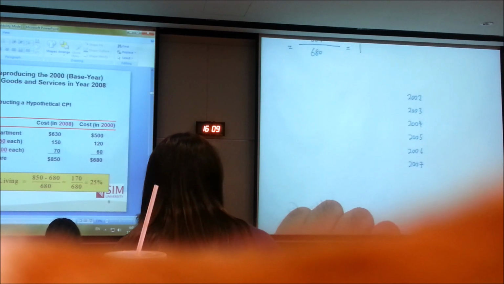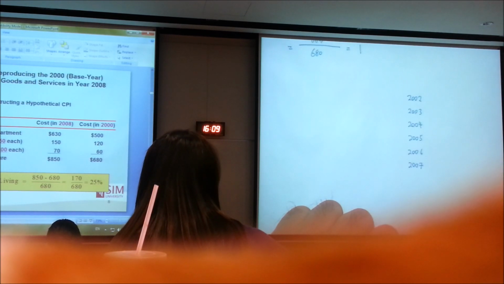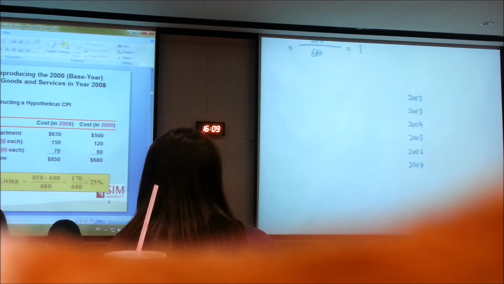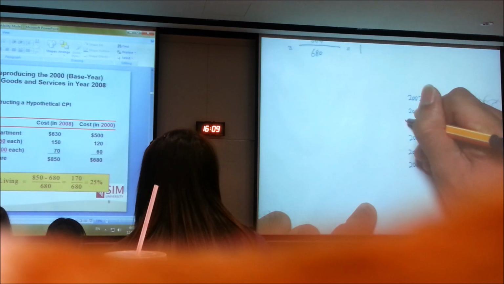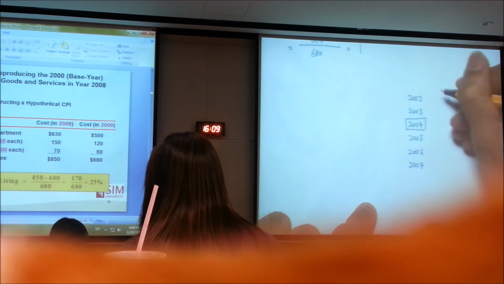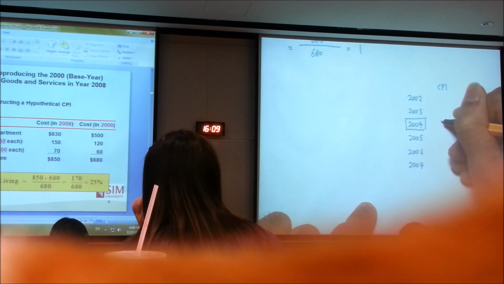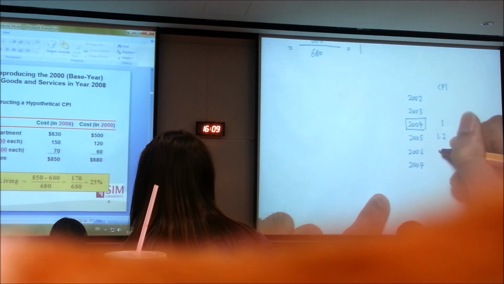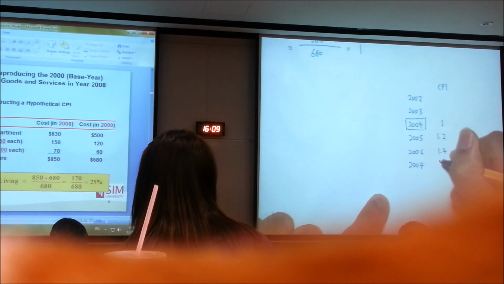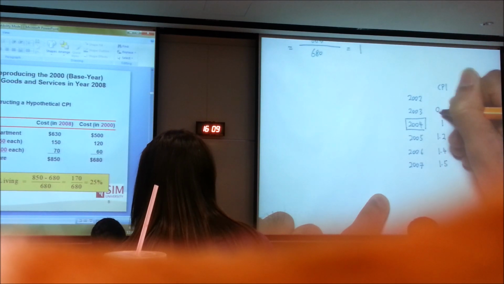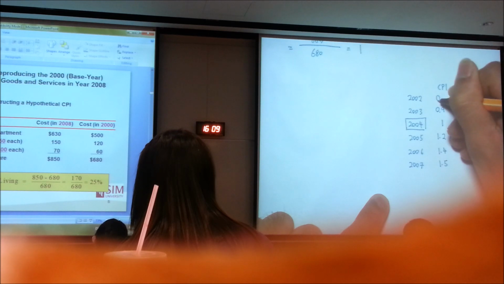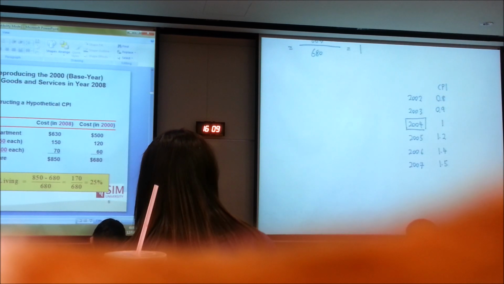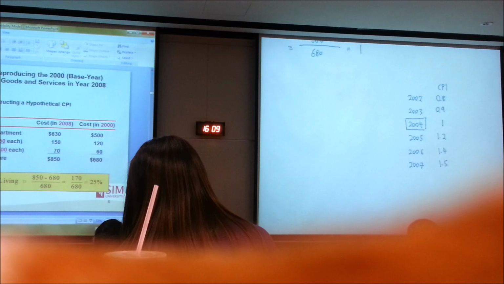So, which year do you want to be the base year? Up to you. Suppose I choose 2004 to be the base year. So the CPI for 2004 will be what? 1. Okay. So 1.2, 1.4, 1.5, 0.8, 0.9. Okay, now I see whether you understand.